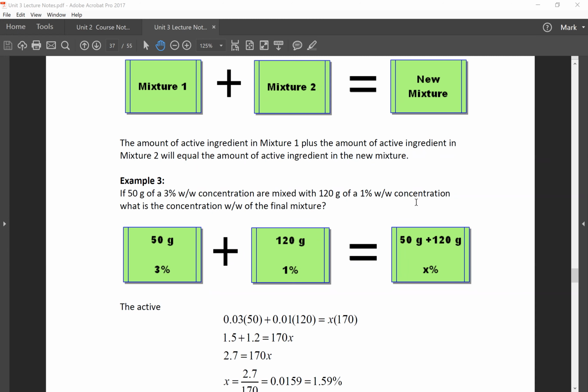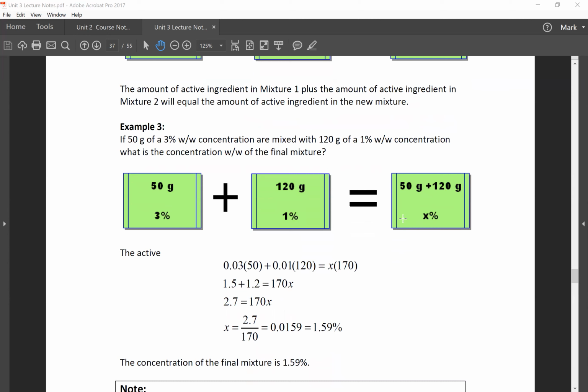It says if 50 grams of a 3% solution are mixed with 120 grams of a 1% solution, what is the concentration of the final mixture? So we have 50 grams of a 3% solution, and I'm adding to that 120 grams of a 1% solution. So the new mixture is going to be 170 grams, or 50 plus 120, and we're trying to find the concentration, X.